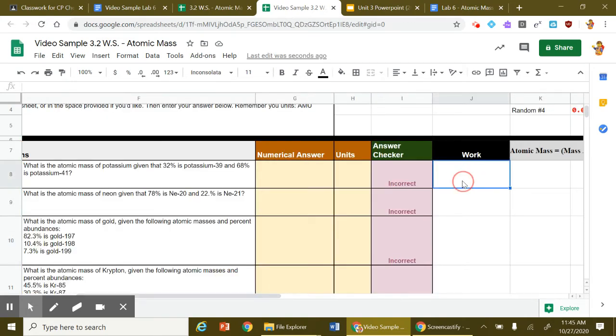Now, while I need to see work, this work can be easily typed up. I don't think I need to see it on a separate sheet. You can do your work right here in this work column. Okay, so let's take a look, all right? Atomic mass equals the mass of the first isotope, potassium 39. Okay, so that's a mass of 39 AMU, times, what is its percent? Its percent is 68%. Okay, then I'm going to add to that the mass of its second isotope.